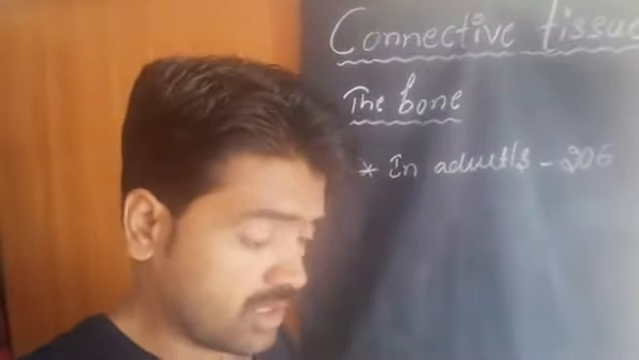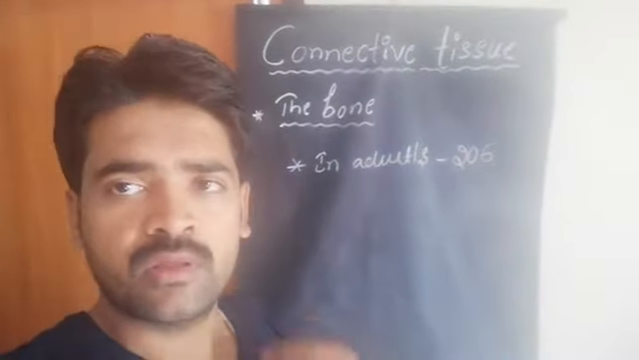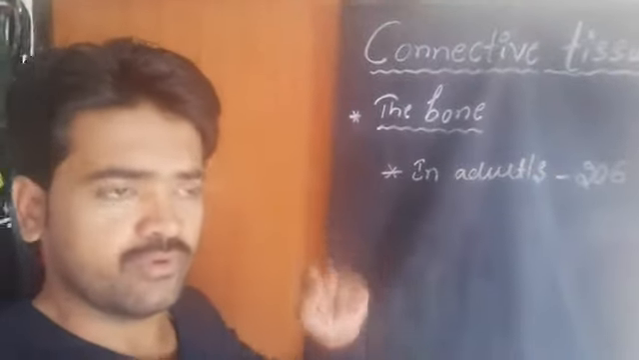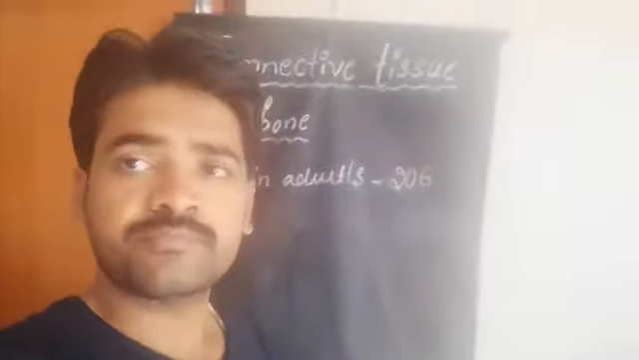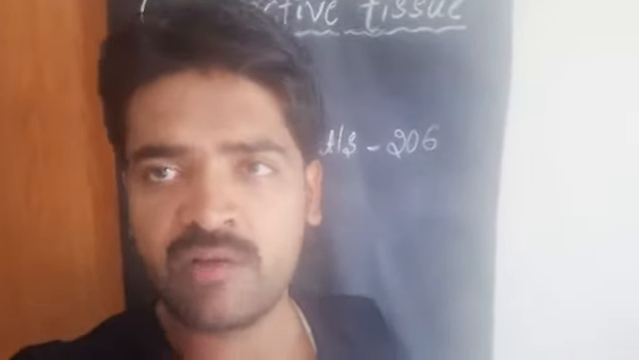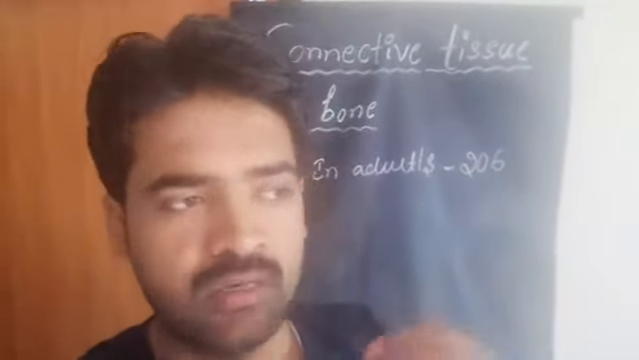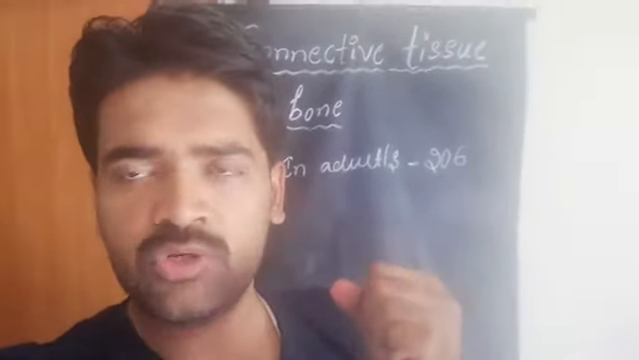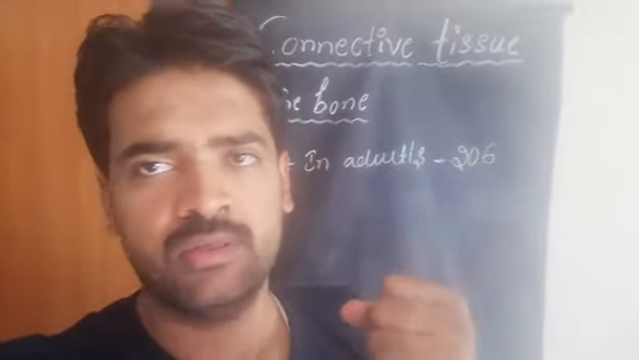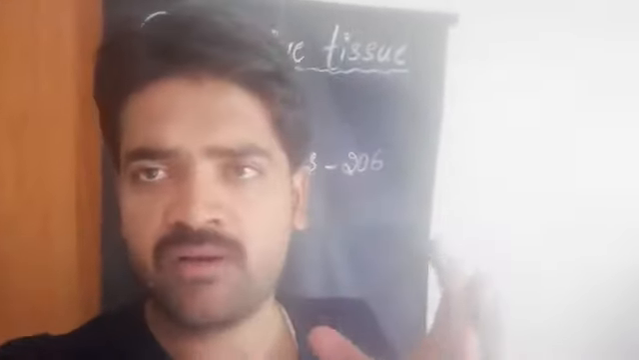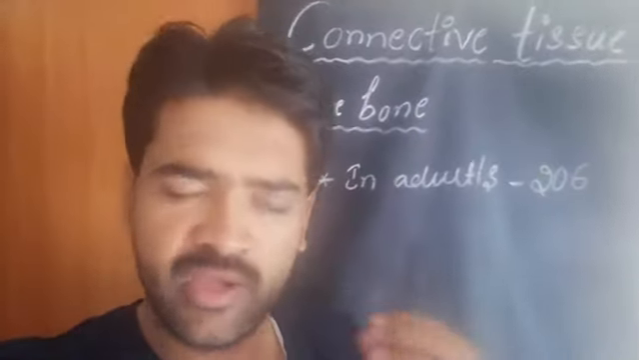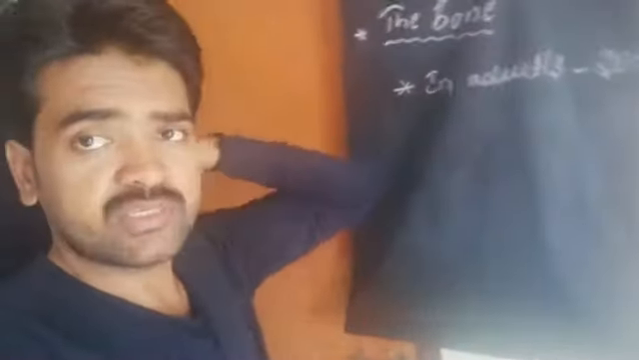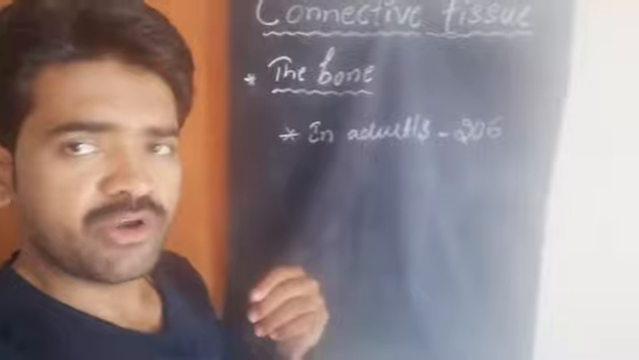Now let us move towards one more type of connective tissue, that is called the bone. Already we know that the bone is the main material which provides the exact structure to our body, and it gives support and forms the framework. Whatever design, whatever body structure we see in animals, that is only because of the presence of this compact bone in the body.